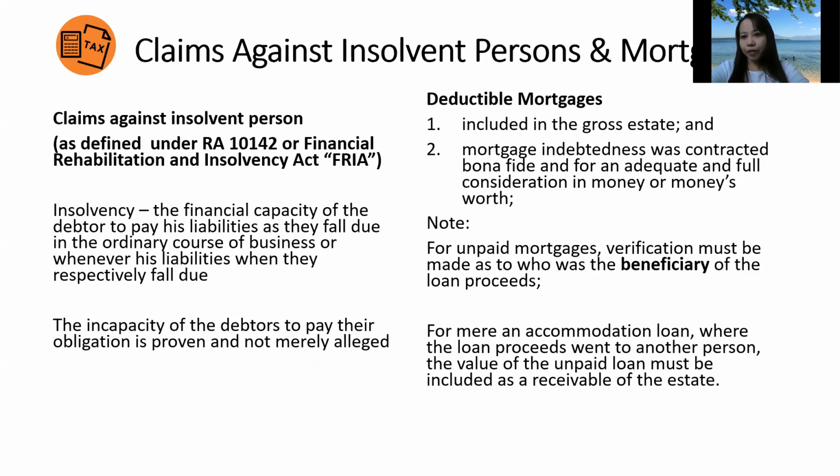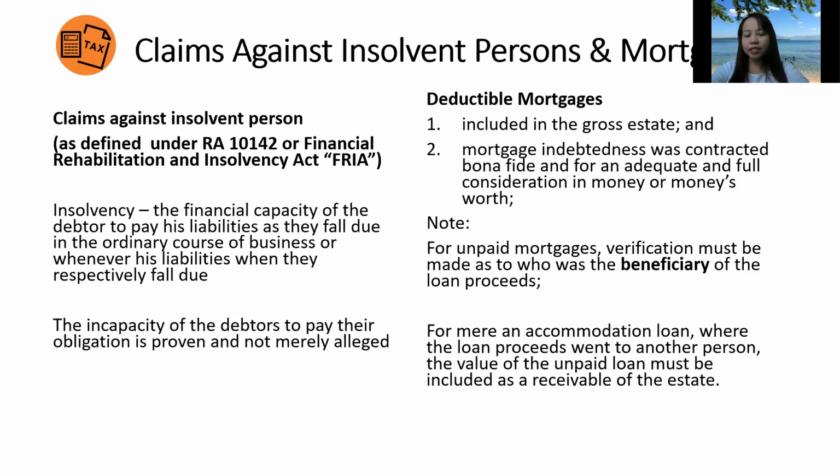For claims against insolvent persons, you have to be very careful because it's not everyone that claims they cannot pay the debt can be considered as a claim against an insolvent person. You may only deduct the amount from the total gross estate if the debtor is really incapacitated and it is already proven that the debtor is incapacitated. It is not merely alleged. Okay? The insolvency must be proven and not merely alleged.